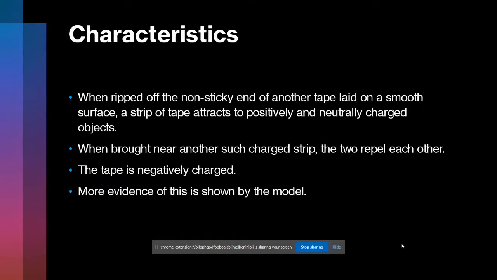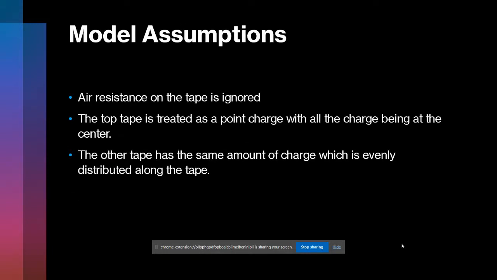When ripped off the non-sticky end of another tape laid on a smooth surface, a strip of tape attracts to positively and neutrally charged objects. When brought near another such charged strip, the two repel each other. This obviously means that both are negatively charged. And so the model goes to represent this.